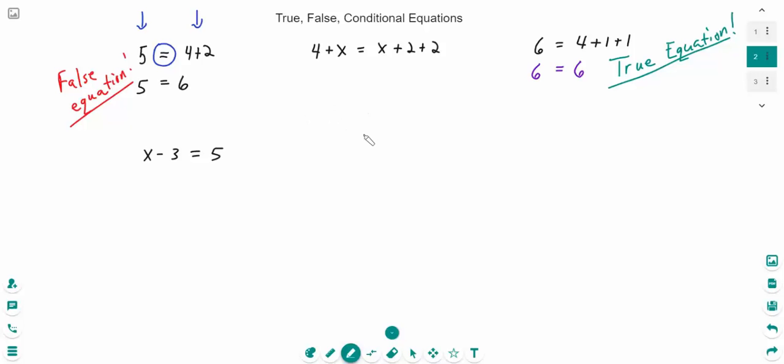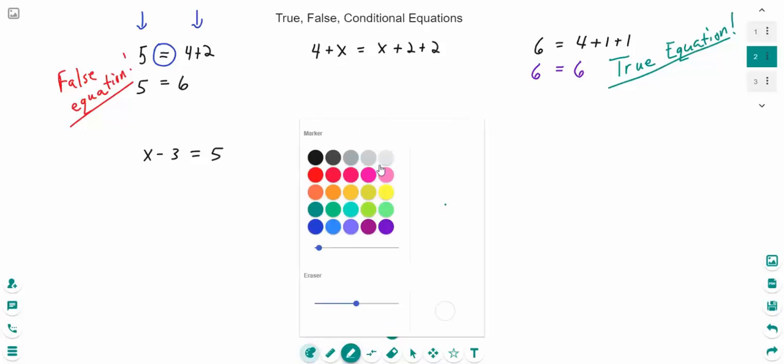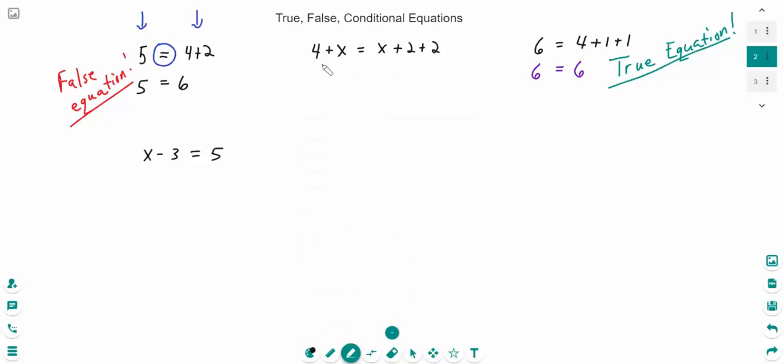But let's just examine this a little bit closer. If we take this left side of the equation and just try to simplify it as much as possible, we're going to have a 4 plus x. There's nothing we can do. There's no like terms. There's nothing else we can do. That's it. So on the right side, however, we can do a little simplification here. We can see that x does not have a like term, but we do have a plus 2 and a plus 2. Those two we can combine. And when we combine them, they end up being plus 4.